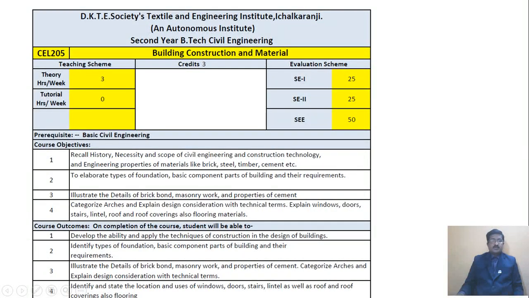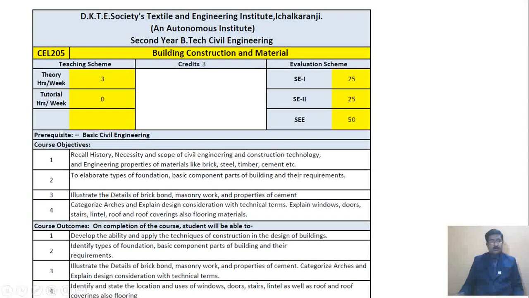Today we will discuss the syllabus and the structure of building construction and materials. Total theory lectures are 3 per week. Semester examination 1 will be of 25 marks, semester examination 2 will be of 25 marks, and the SEE, the semester end examination, will be of 50 marks. Now for this subject, the prerequisite is the basic civil engineering that we have learned in the first year itself.